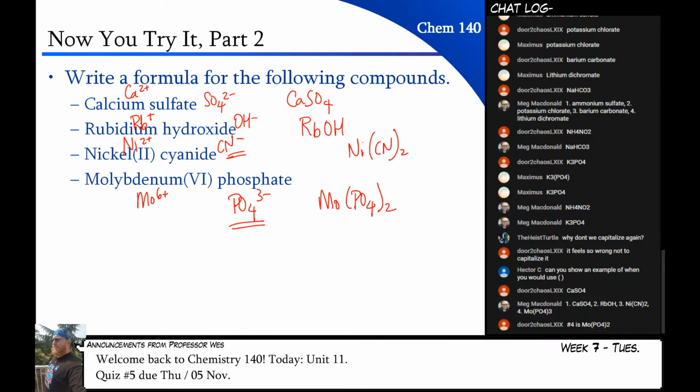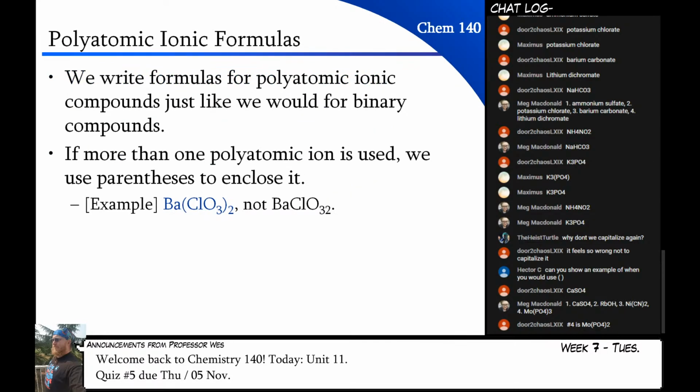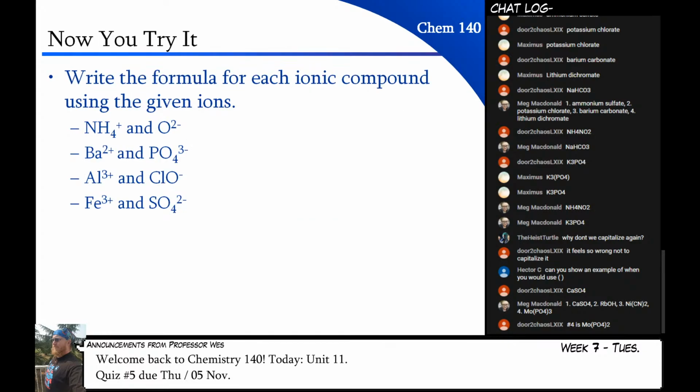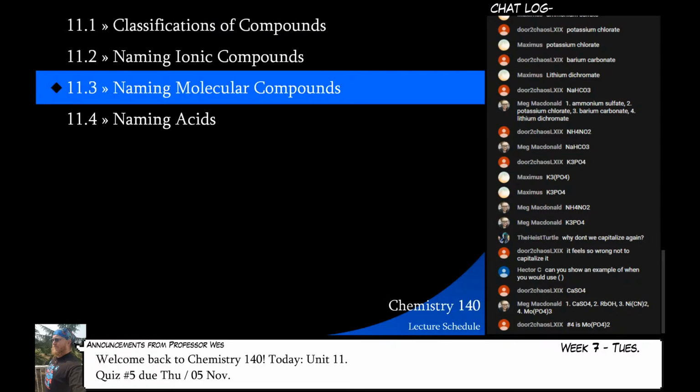The last slide in this section just goes over when to use parentheses. Whenever you have more than one polyatomic ion, like we've been doing so far, make sure you're using parentheses and writing it correctly. I'm going to leave these problems on the screen for you to do as practice on your own, because we're going to move on to covalent compounds, which doesn't take very long, and I can do that in 20 minutes. We'll do acids on Thursday, and then we'll start Unit 12.